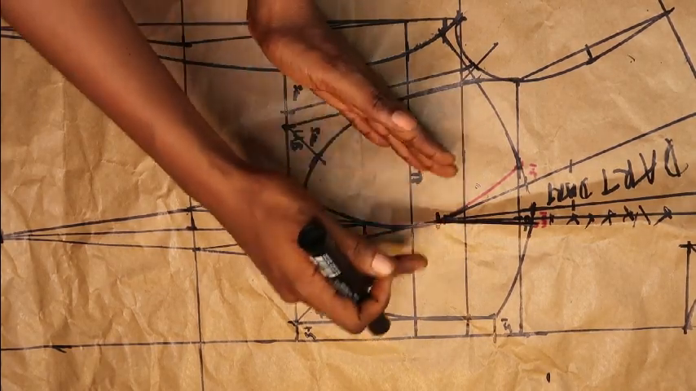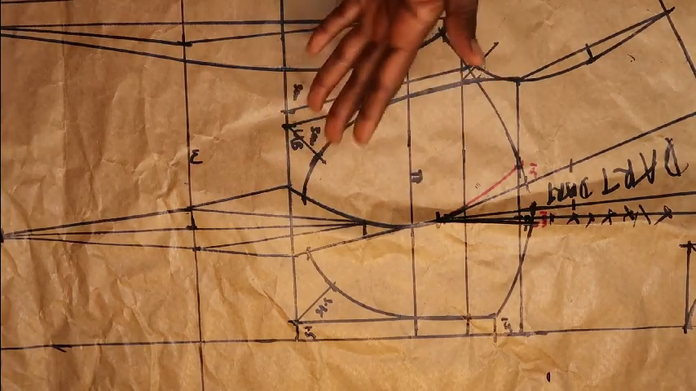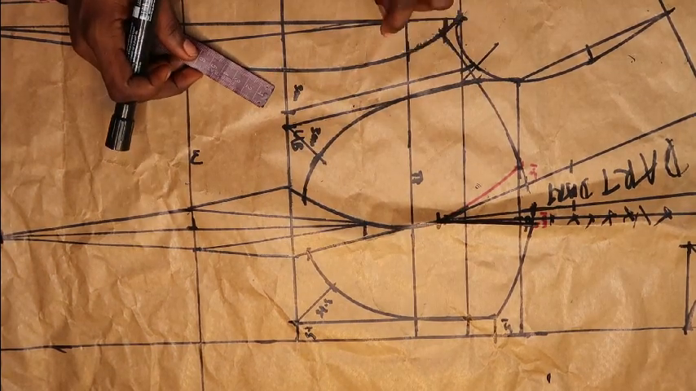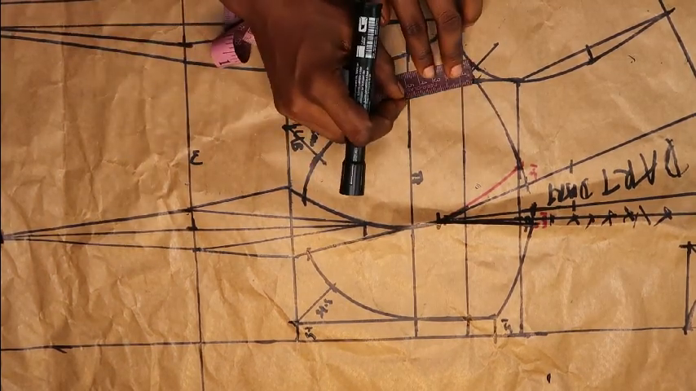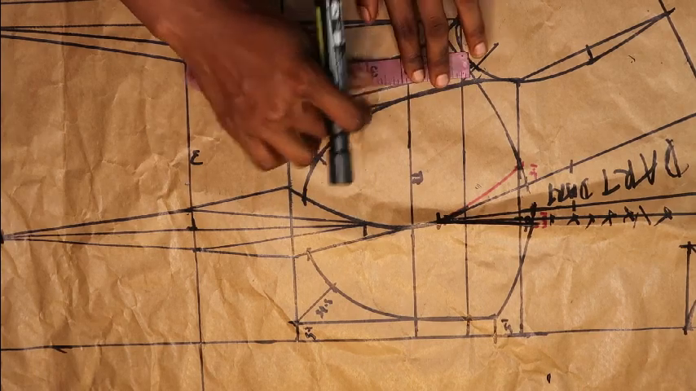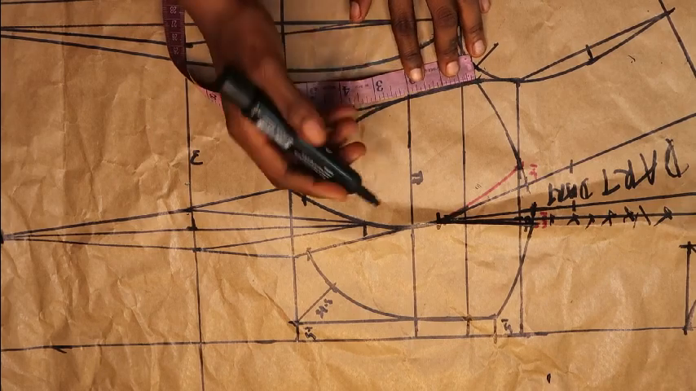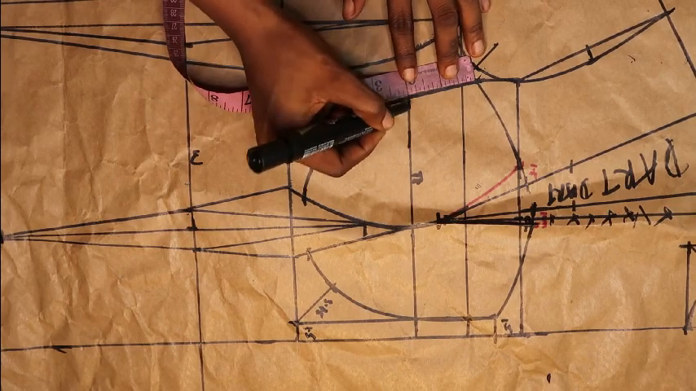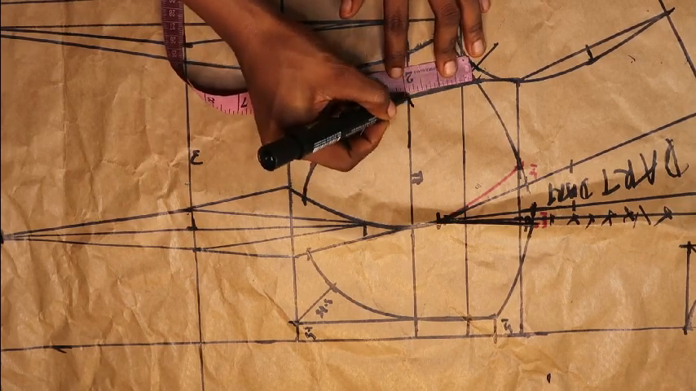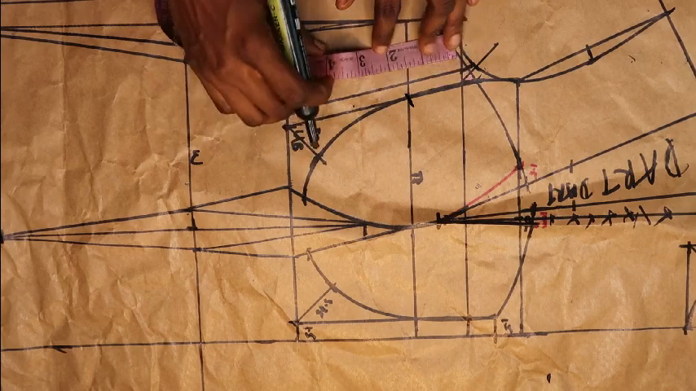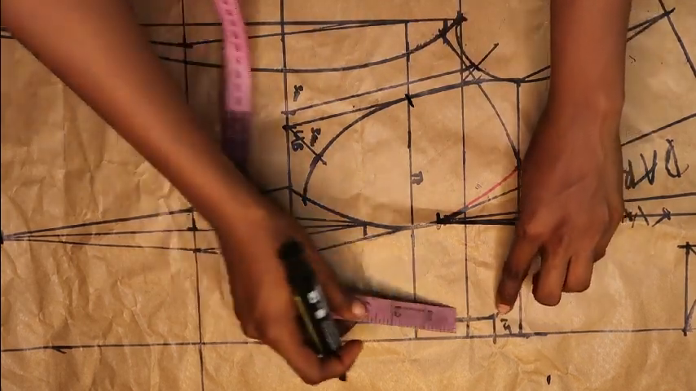But just in case you do not want this type, let's say you want a 3-piece corset, all you have to do is very simple. From this line here, you're going to come down 2 inches from that line. So we're going to mark 2 inches here. And from this point, we also mark 2 inches.